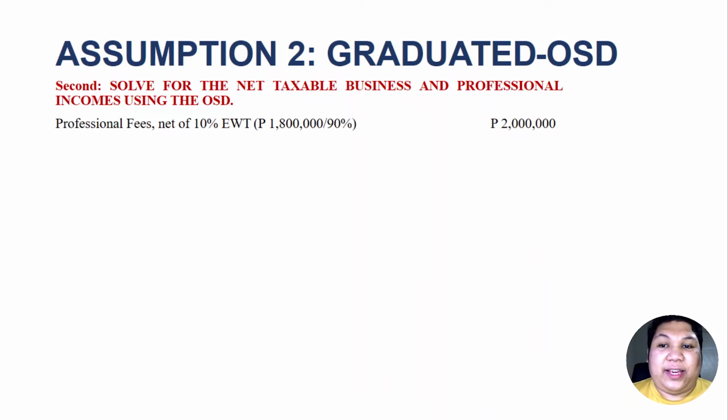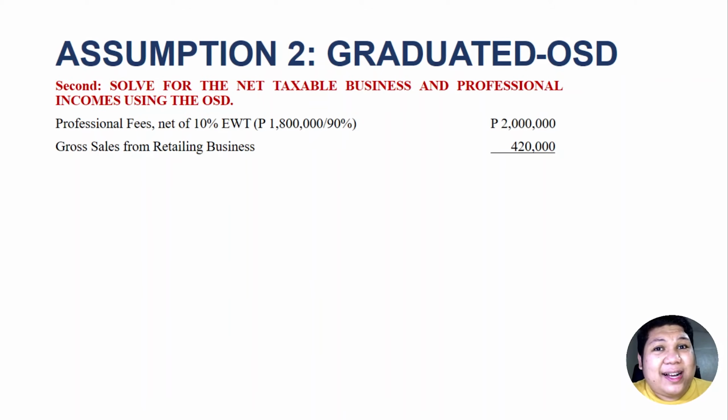So we have here professional fees, net of 10% EWT, and again, we will have to gross it up by dividing by 90% to get the gross amount of 2 million, and we will add the gross sales from retailing business, and that is 420,000 pesos. And take note, we no longer have to deduct the cost of sales because the basis in computing the 40% OSD is the gross sales and gross receipts. So do not deduct the cost of sales and do not add yet the other non-operating incomes because they are not part of the business.